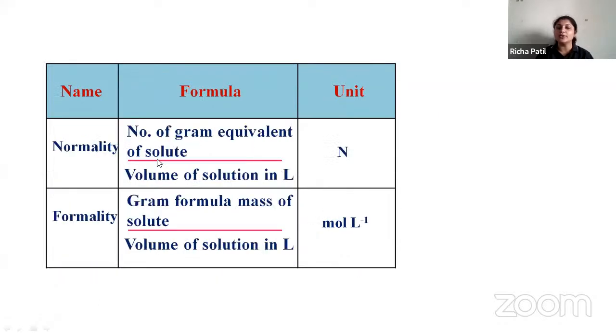Normality, how do you calculate normality? It is the number of gram equivalents of solute divided by the volume of solution in liters. The unit of normality is given as N. Then formality is the gram formula mass of solute divided by the volume of solution in liters, so it is expressed in terms of mole per liter.